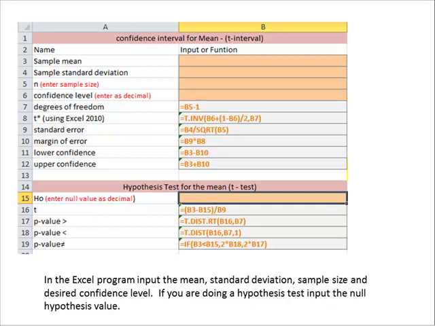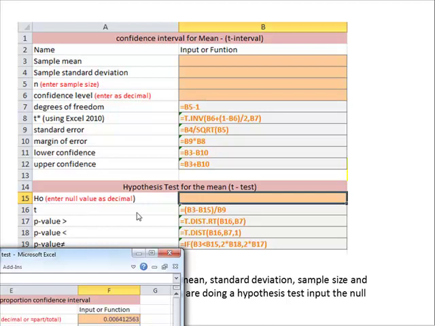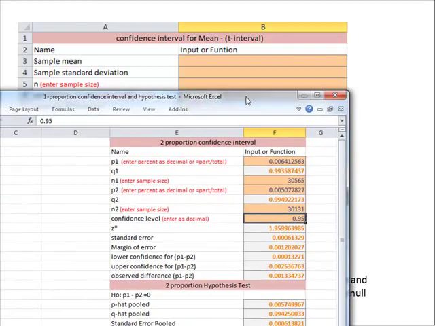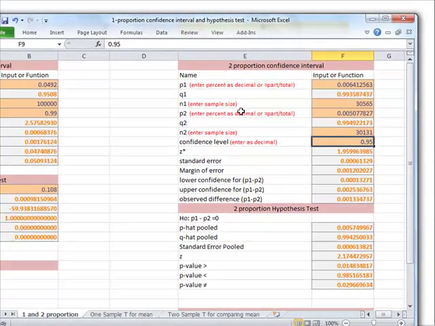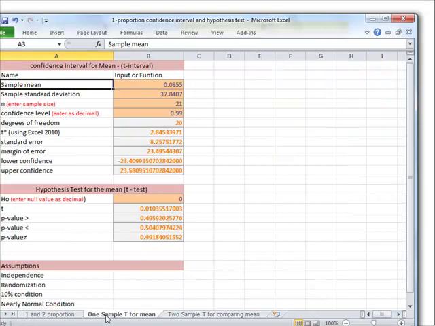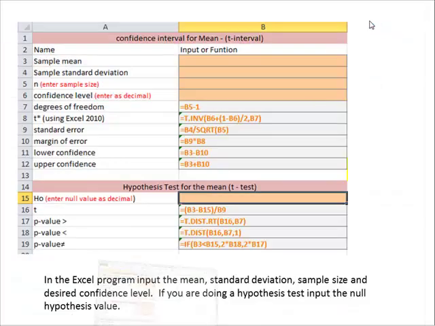Okay, so in this formula, if you look in the Excel spreadsheet that I gave you, it's the second sheet. This is the first sheet, which has the 1 and 2 proportions. The second sheet, if you click on it, has the one-sample T for means. So I've already done the calculations for you. Let's do an example.